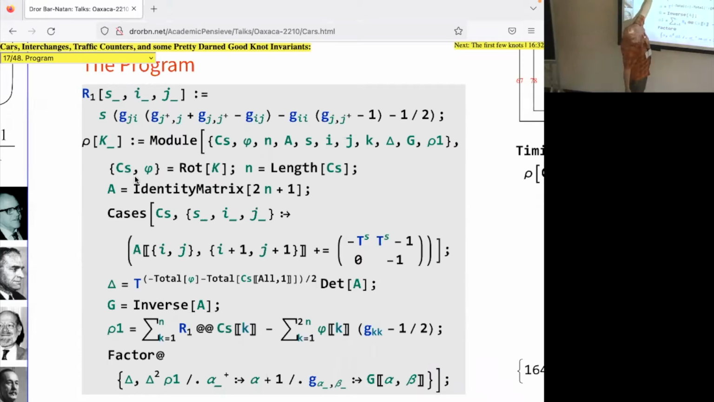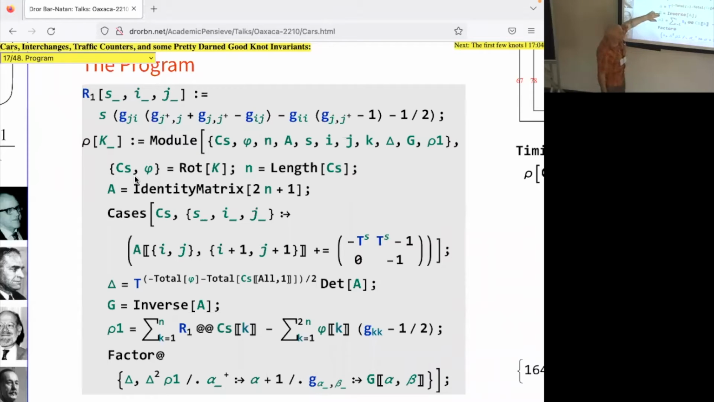Then it lets A be the identity matrix of size 2n plus 1 by 2n plus 1. For each triple S, i, j in the list of crossings, it takes the matrix A in rows i and j and columns i plus 1 and j plus 1 and adds to it a Burau block, a 2 by 2 Burau block. It computes delta by exactly the formula that I said. The essential part is the determinant of A.